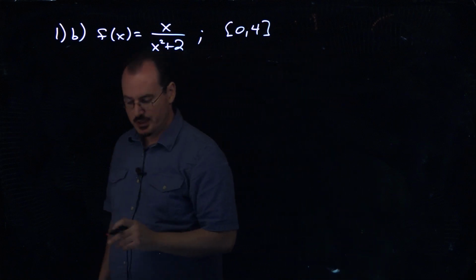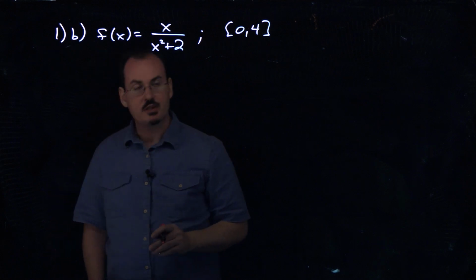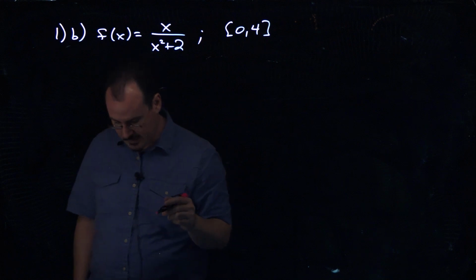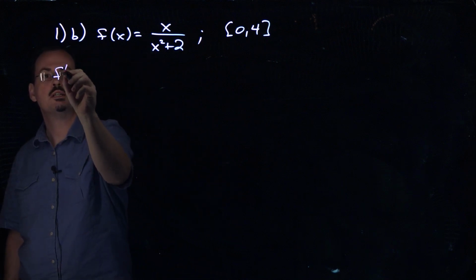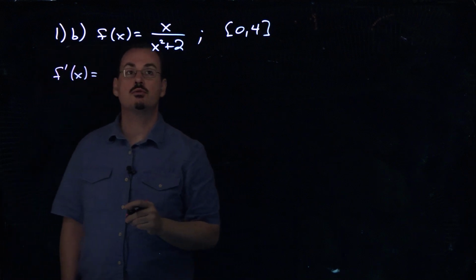Doing example 1b from section 6.1. So this function is a little bit different than the last one. We've got a rational function here, so I wanted to go ahead and go through the derivative process for practice here. So for this problem, we need to use the quotient rule for the derivative.